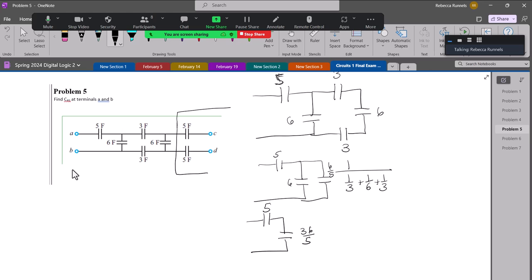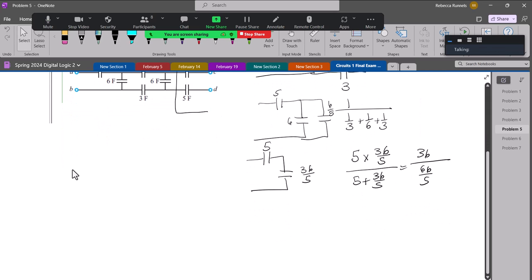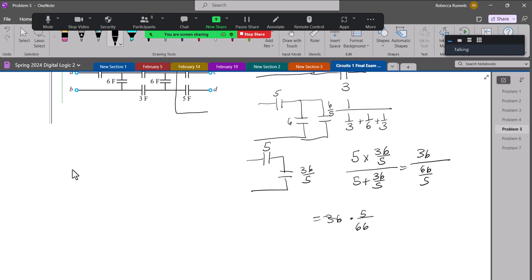And then these are in series. That would be product over sum. 5 times 36/5 over 5 plus 36/5 is 36 over 66/5, which is 36 times 5 over 66. Thirty over 11, which is 2.95 farads.